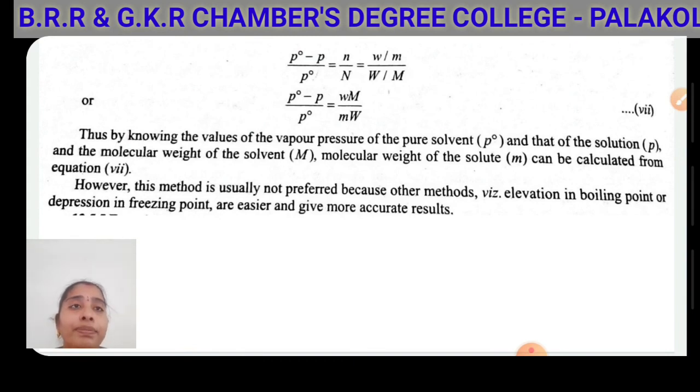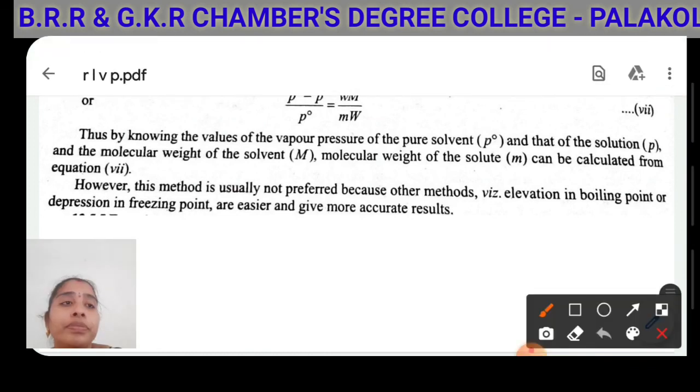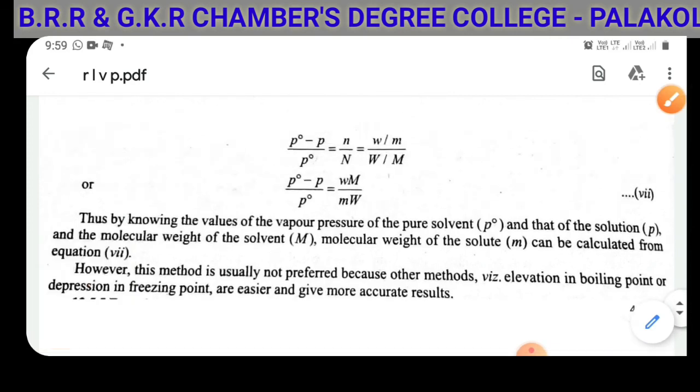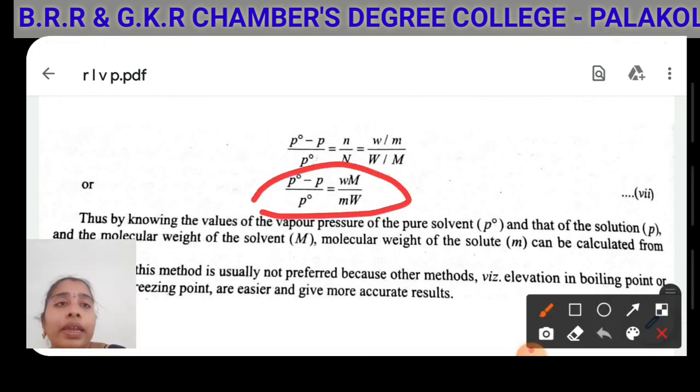So the molecular weight of the non-volatile solute, small m, is given by P0 minus P by P0 equals w M by m into W. This is the equation for measuring the molecular weight of non-volatile solute particles by lowering of vapor pressure.